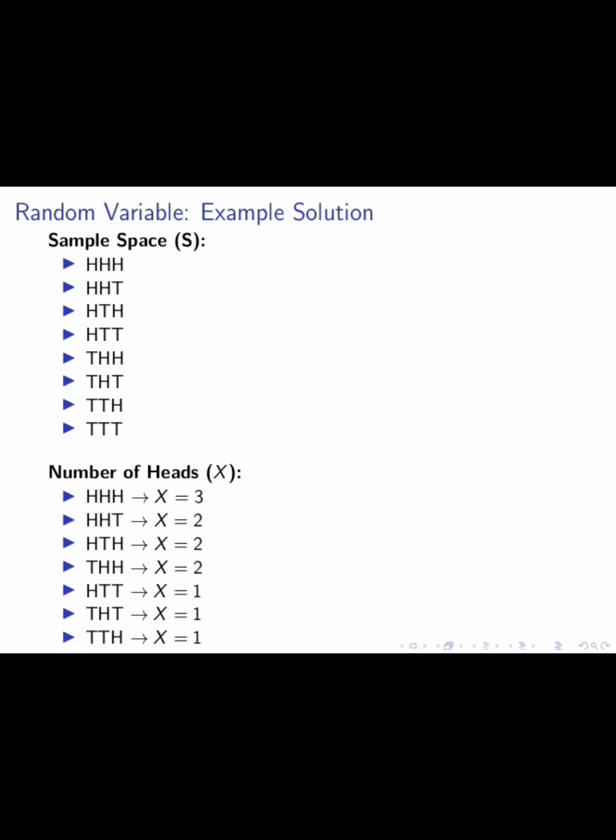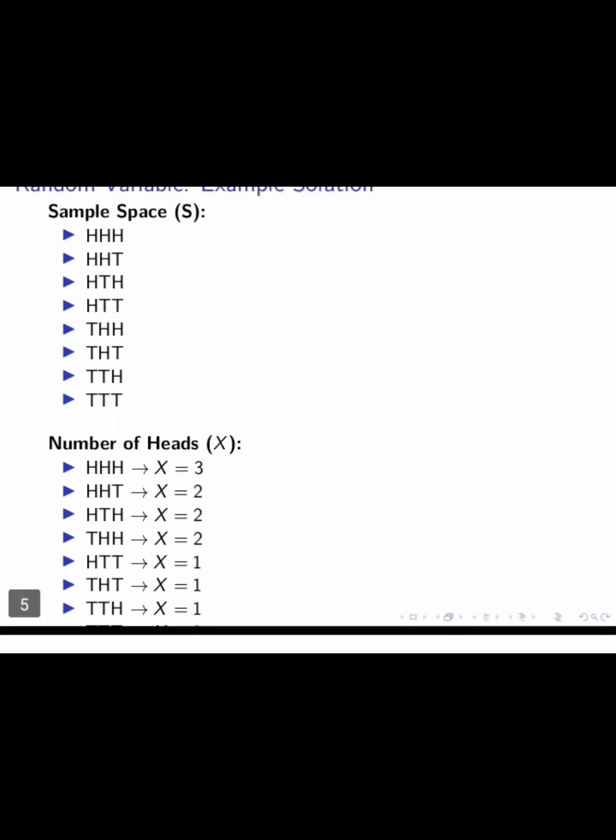Are you getting me? Now let's calculate the number of heads. In this question, how many times did head appear? You can see that head appears 3 times for the first one. Head appeared 2 times for the second one, 2 times for the third one, and 2 times for the fourth one. Head appeared once for the fifth one, the sixth one, and the other one, and the remaining one, head also appears how many times? Once.